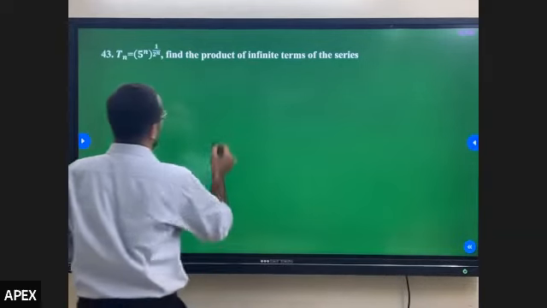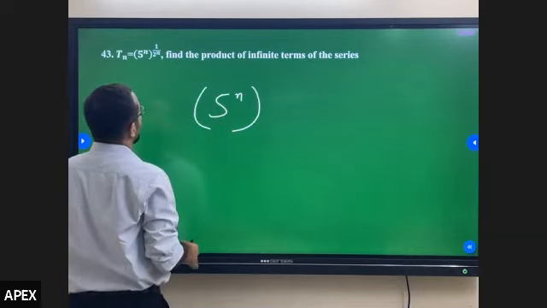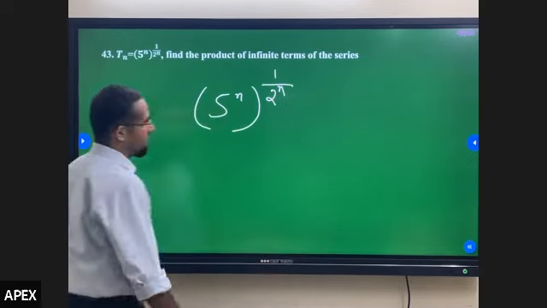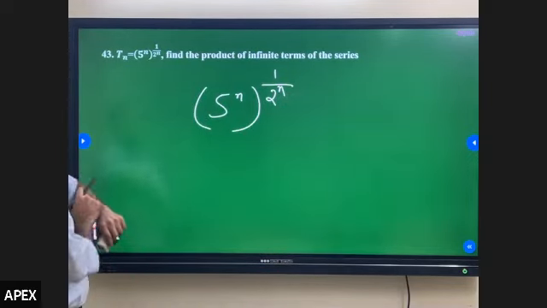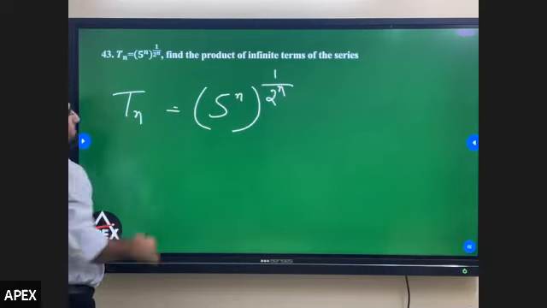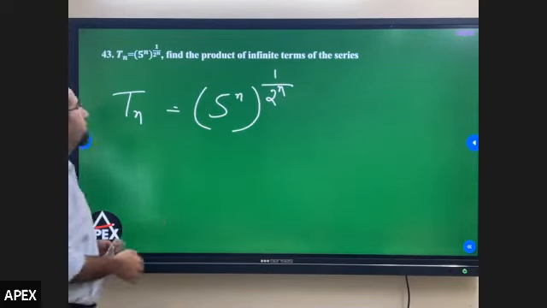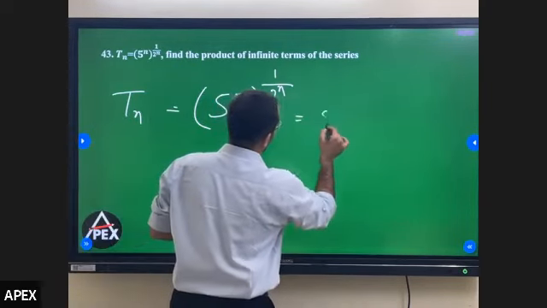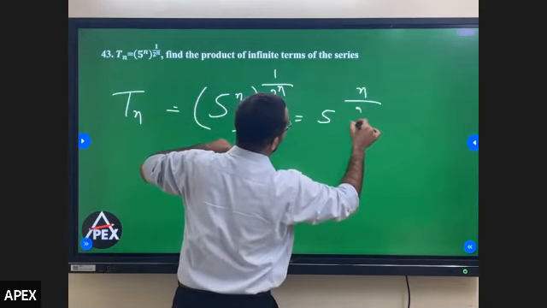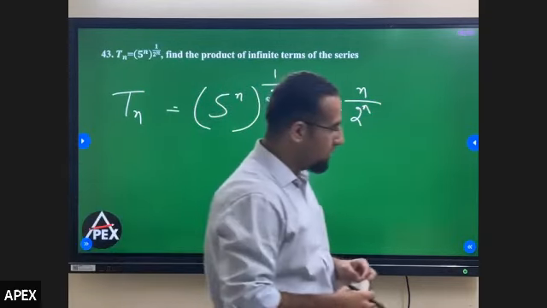Yeah, so this is for your information, this is 5 to the power n, whole into 1 by 2 to the power n. If you're not able to see it clearly, this is Tn. Or if you want to further simplify, this becomes 5 to the power, this n gets multiplied here, that is n by 2 to the power n. Now can you solve this?